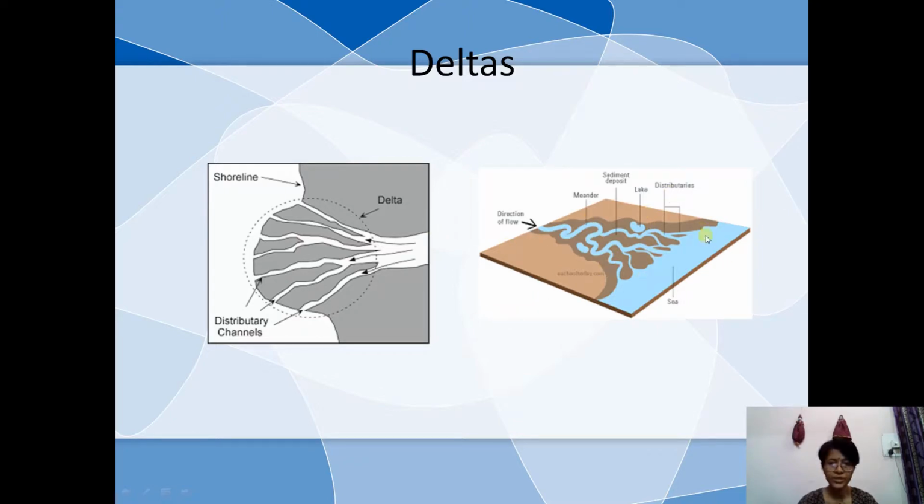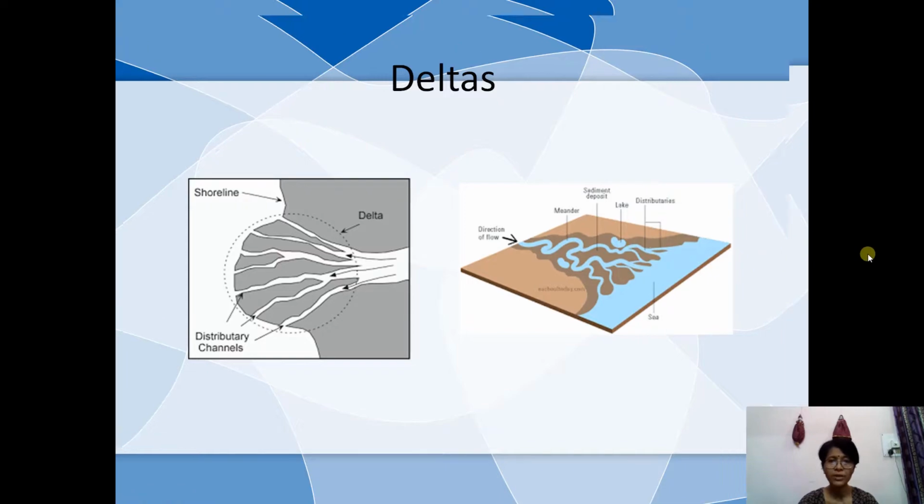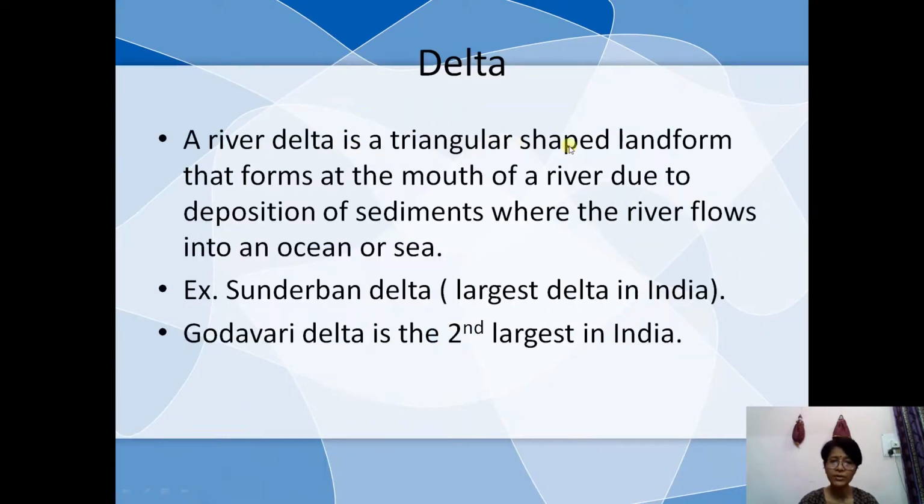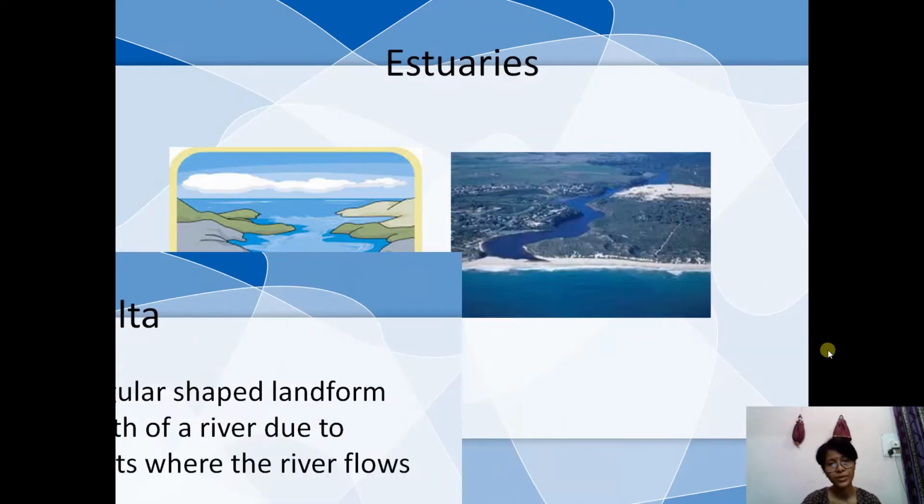And a delta is actually a triangular-shaped landform. You see, a river delta is a triangular-shaped landform that forms at the mouth of a river due to deposition of sediments where the river flows into an ocean or sea. For example, the Sundarban Delta, which is the largest delta in India. Godavari, which is the second largest delta in India.